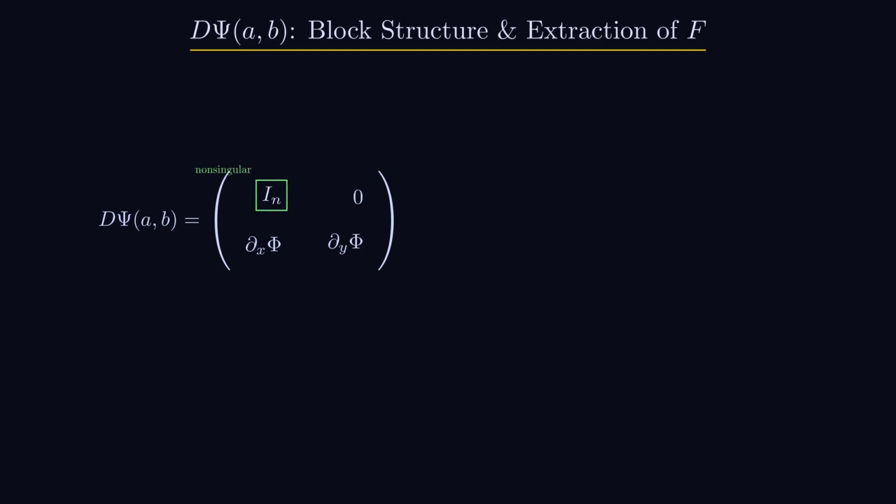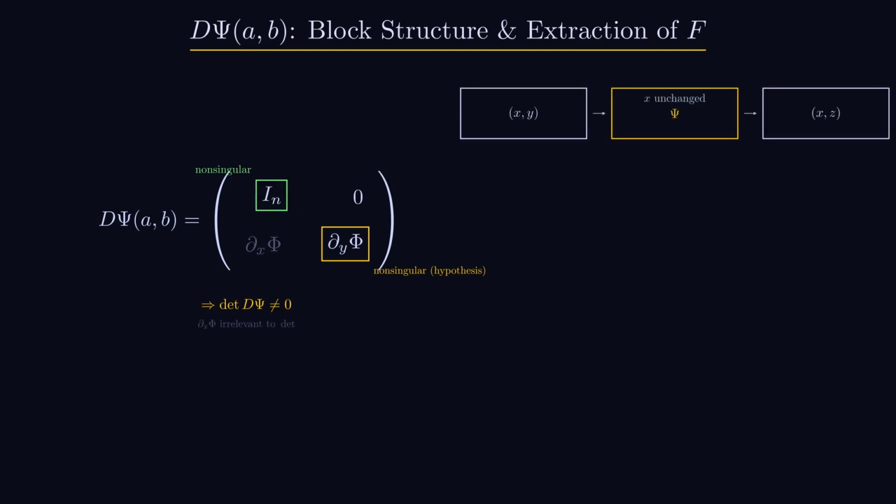The upper left n by n block is the identity matrix I sub n, contributed by the x component of psi. This block is trivially non-singular. Its determinant is 1. It appears because psi passes the x variables through unchanged. The lower right block is the y-Jacobian of phi, non-singular by hypothesis. With both highlighted diagonal blocks invertible, the block triangular determinant argument from the previous slide makes d psi invertible, and the inverse function theorem applies to psi.